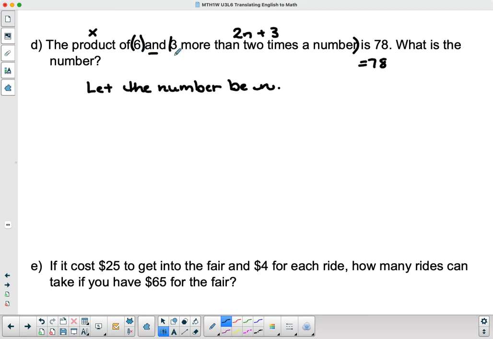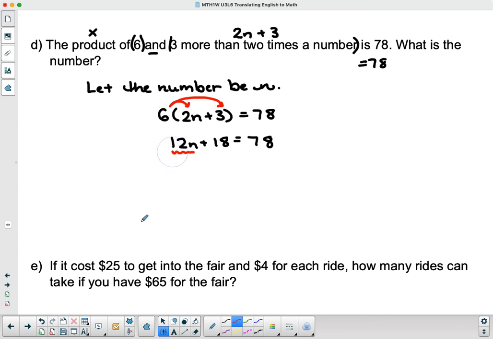And now what have I got here? This says the product of 6 and 3 more than 2 times a number. So those are the two things being multiplied together, 6 and 3 more than 2 times a number, 2n plus 3. And it tells us that is 78. So now I have to go about solving, and this one has a distributive property part of the question. So I need to distribute the 6 through, so I'm going to get 12n plus 18 equals 78. And now we go about solving. So again, I have to get this by itself first. So I need to get rid of the 18. So minus 18 minus 18, which gives us just 12n on this side and 60 on that side.